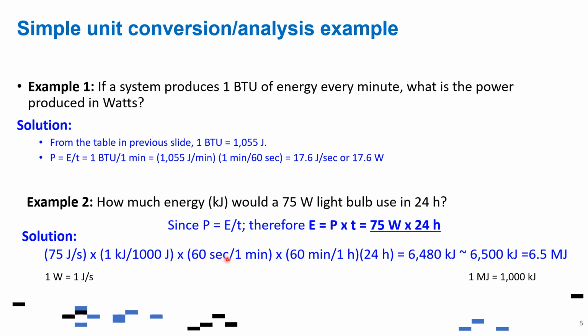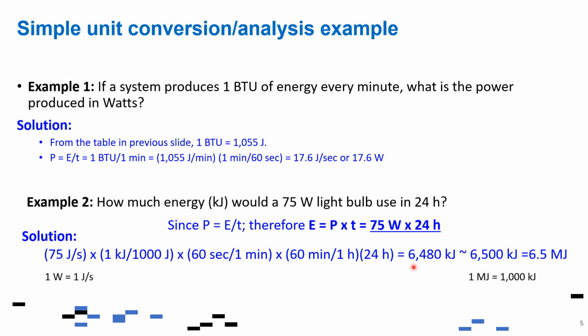Times 60 seconds is 1 minute, and then 60 minutes in 1 hour, and so we can multiply with hours. So we can cancel the hours, we can cancel the minutes, and what is left is basically seconds here. All right, and then the seconds here can be canceled out with the seconds here as well, and then the joules can be canceled with joules. So what remains is kilojoules.